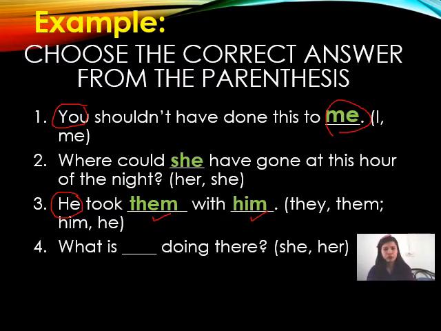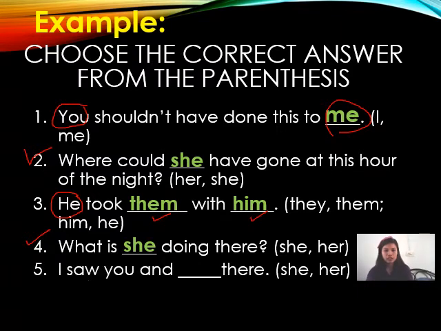Number four. What is blank doing there? She or her? Again, this is a question. Like this, there are different questions. Okay, the missing word is a subject pronoun, she. What is she doing there? And last example, I saw you and blank there, she or her. Subject pronoun, object pronoun. The missing one is an object pronoun, her. Okay, we already have the subject and this is the object pronoun.